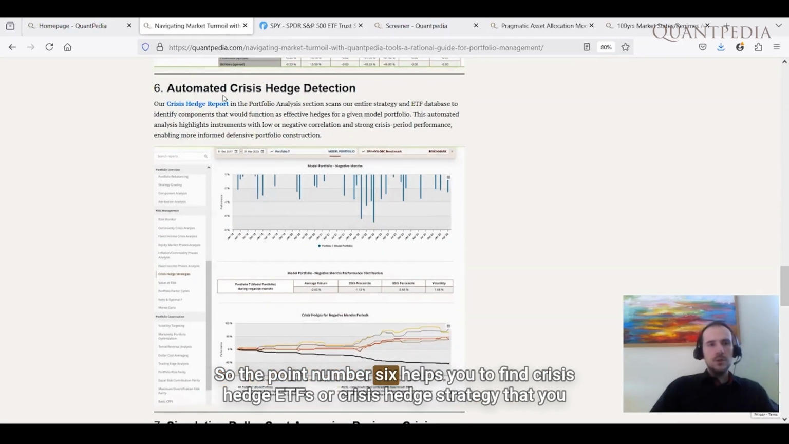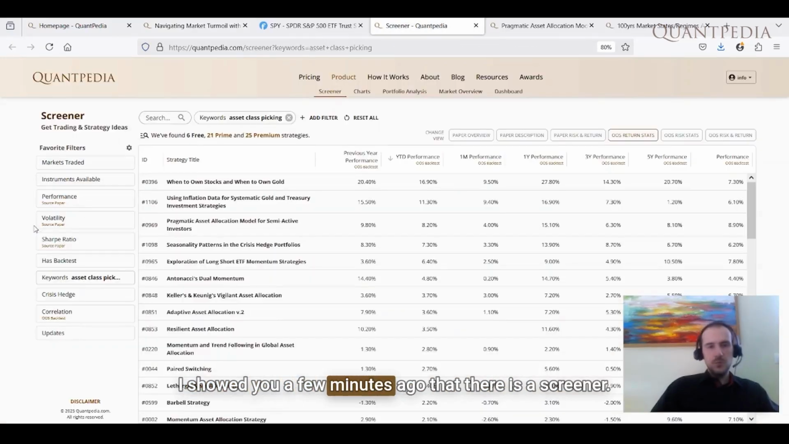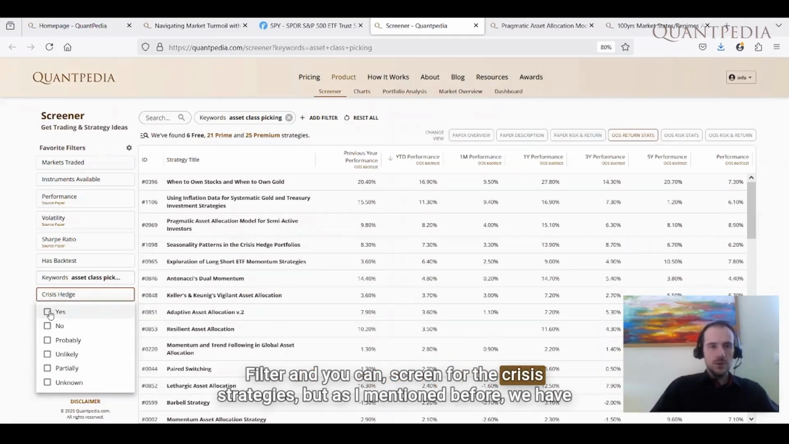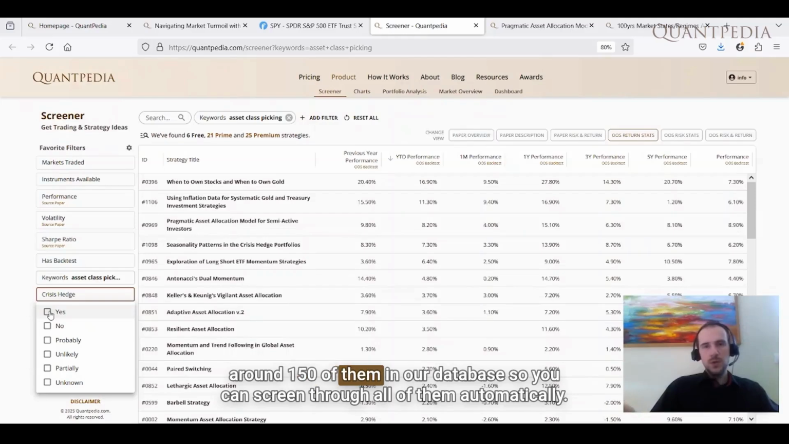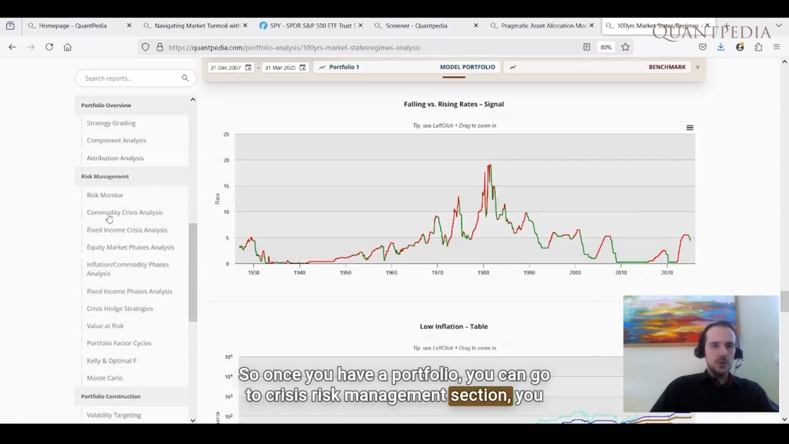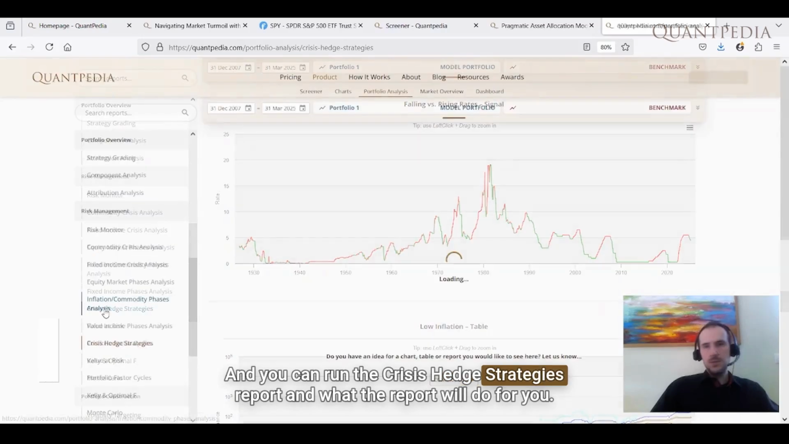Point number 6 helps you find crisis hedge ETFs or crisis hedge strategies that you can add into your portfolio during the crisis. I showed you a few minutes ago that there is a screener filter and you can screen for the crisis hedge strategies, but as I mentioned before, we have around 150 of them in our database, so you can screen through all of them automatically. So once you have a portfolio, you can go to the crisis risk management section, go to the crisis hedge strategies report, and run it.